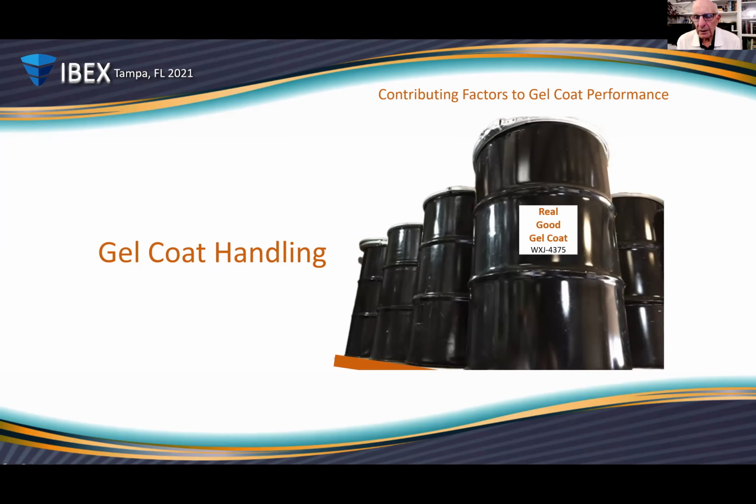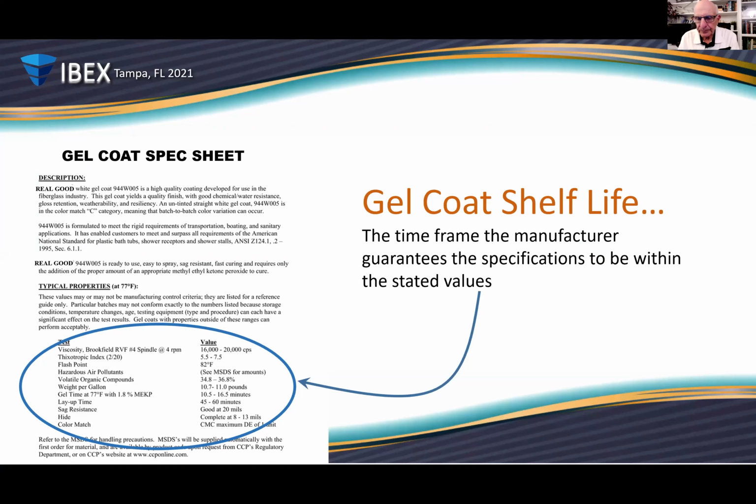So let's talk a little bit about gel coat handling. What happens to this gel coat when it gets in your plant? What happens when it's at the distributor's plant, for example? But very specifically, something that you can control is what happens when the material gets in your plant. So we take a look at this.